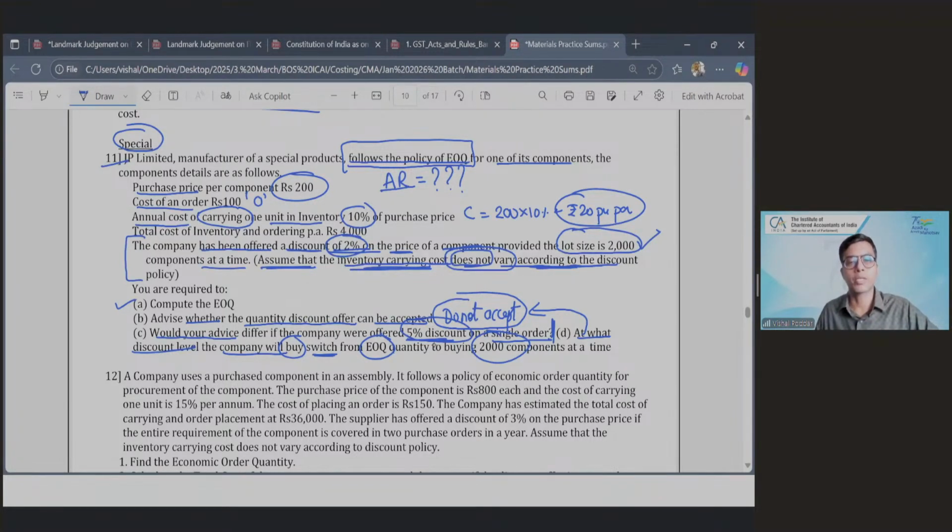Now they are asking, now they means the supplier is coming back to you. Okay, my 2% discount is not accepted. Now you give me the discount at which you will be ready to switch from your EOQ to my 2000 units option. So students, how will you answer this?